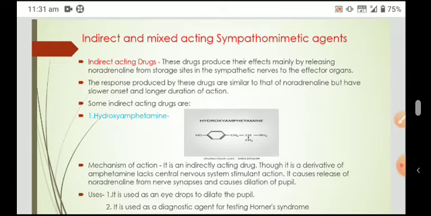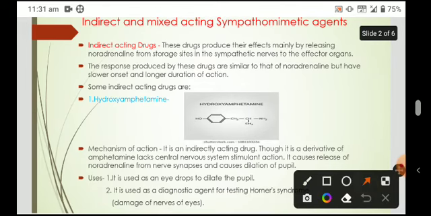First, indirect acting drugs. These drugs produce their effect mainly by releasing noradrenaline from the storage site in the sympathetic nerves to the receptor organs. The response produced by these drugs is similar to that of noradrenaline, but the difference is that they have a slower onset and longer duration of action.